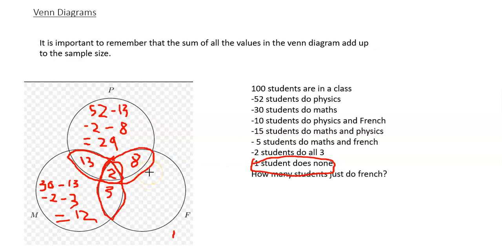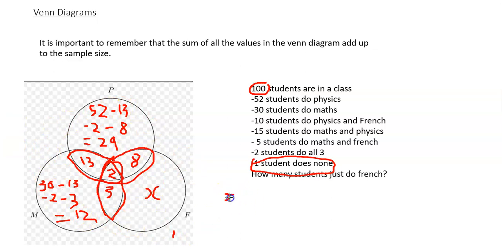So now the question is, how many students just do French? We've filled in all of our values on this Venn diagram. We're only missing one value over here, the just French students. And how you do this is you use very simple algebraic laws. We label just French as X. Then we sum all these values up, and it says that we have 100 students in the class. So we know that everything we have put down here has to add up to 100. So let's work it out.